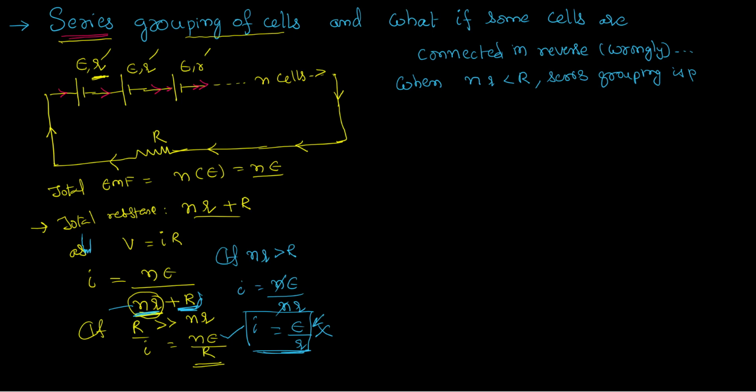Series grouping is preferable. Otherwise, it's not preferable. We shall go for a parallel grouping that we will discuss in the next video. Now we will talk about what happens if I connect certain cells wrongly.